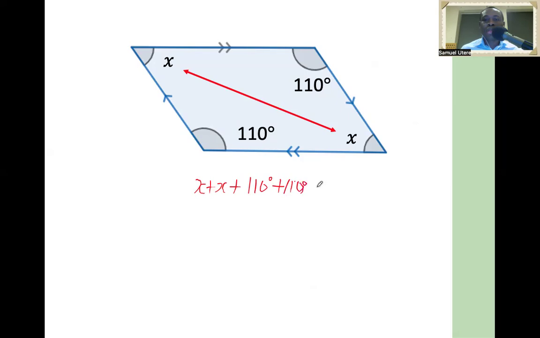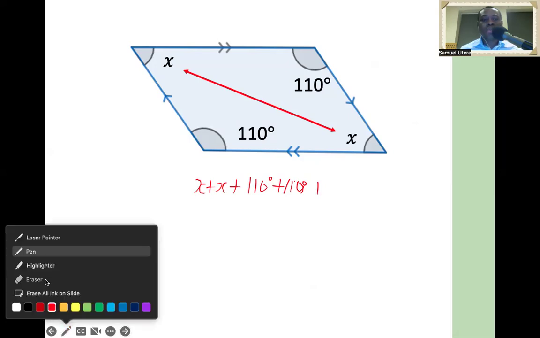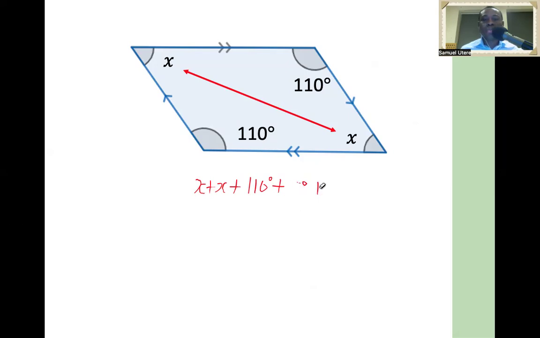So 110 degrees. So we know this fact. Now, x plus x is 2x. 110 plus 110 is 220 degrees.